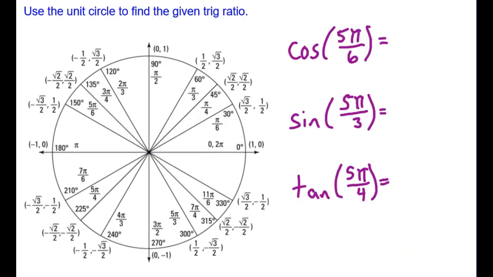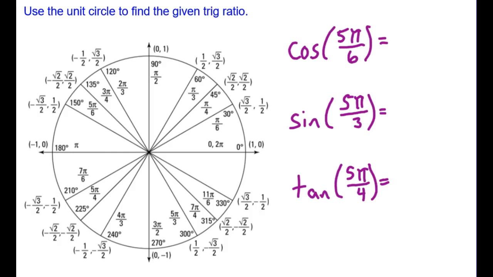Now you're going to use the unit circle to find the value of each given trig ratio. So we're looking for the cosine of 5 pi over 6, the sine of 5 pi over 3, and the tangent of 5 pi over 4. If you feel comfortable trying this, I recommend pausing the video, going through, trying to find all these values, and then checking to see if your answers were correct.